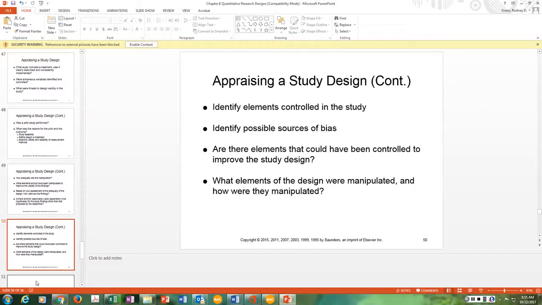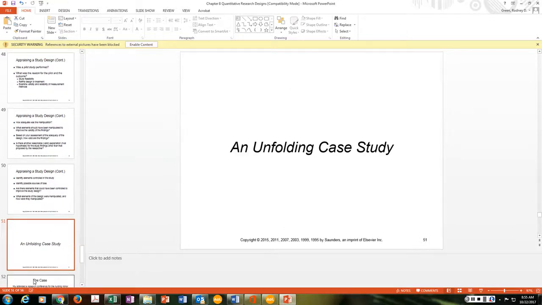You will identify the elements controlled in the study, identify possible sources of bias, ask if there are elements that could have been controlled to improve the study design, and what elements of the design were manipulated and how they were manipulated.